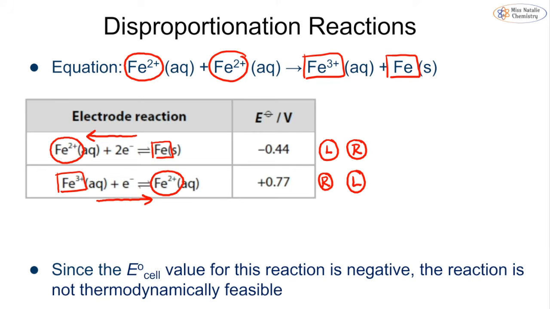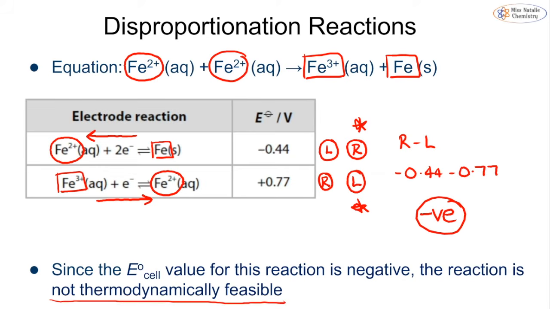So if we take what we want, which is this one, and we do right minus left, we get minus 0.44 minus 0.77, and you can see right away that is going to give you a negative number. And as soon as you get a negative value for E cell, this is not thermodynamically feasible. So again, our equilibria are not being backed up by the values that we want them to. The equilibrium is not backing up the movement that we want. And when we get that negative number, it tells us that iron does not undergo disproportionation reactions, whereas copper does.